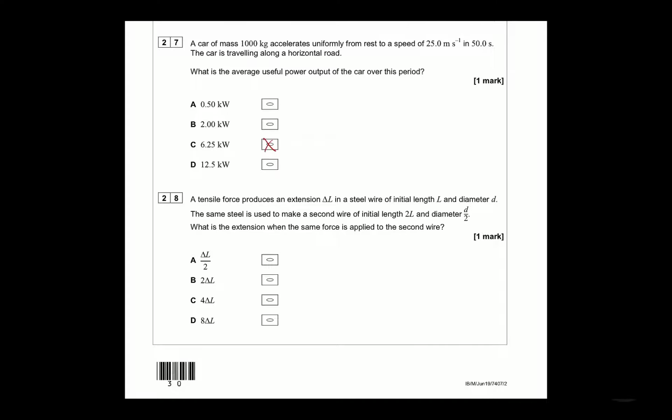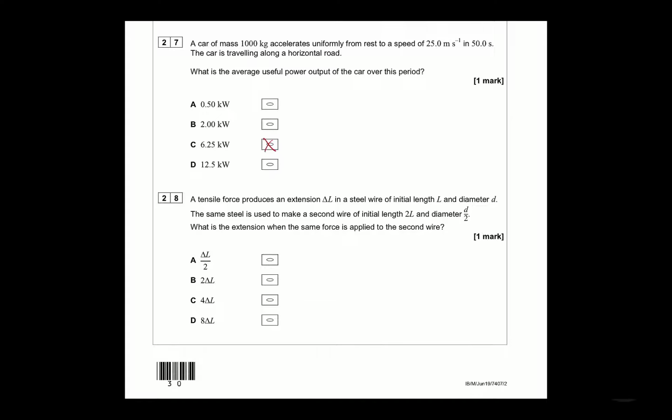Okay. Tensile force produces an extension delta L in the steel wire of initial length L and diameter D. The same steel is used to make a second wire of initial length 2L and diameter D over 2. What is the extension when the same force is applied? Alright, so half the diameter means 1/4 the area, which means 4 times your stress.